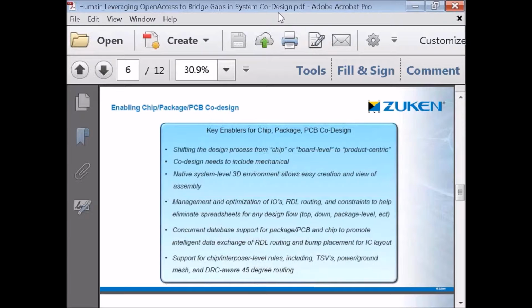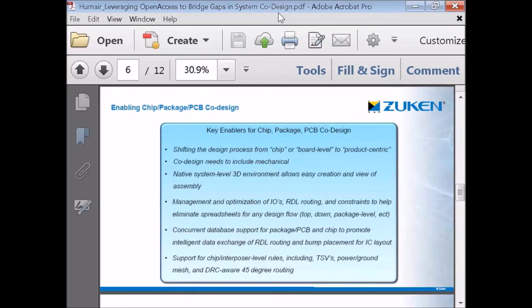So when we're going down this path of how to solve that problem, one of the key things that we looked at to enable this chip-package-board co-design is that we need to shift the process from what's been traditional, from a chip or board level, to more of a product-centric approach. And we felt that because of the complexity of the designs, we also need to include a mechanical aspect as well, whether it's the mechanical from a package point of view or even an enclosure or other mechanical features in the system. With the way miniaturization is taking place, it's a key element that we needed to consider.